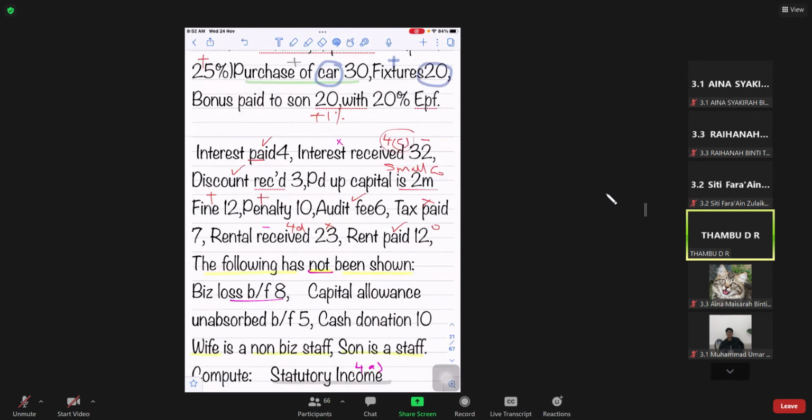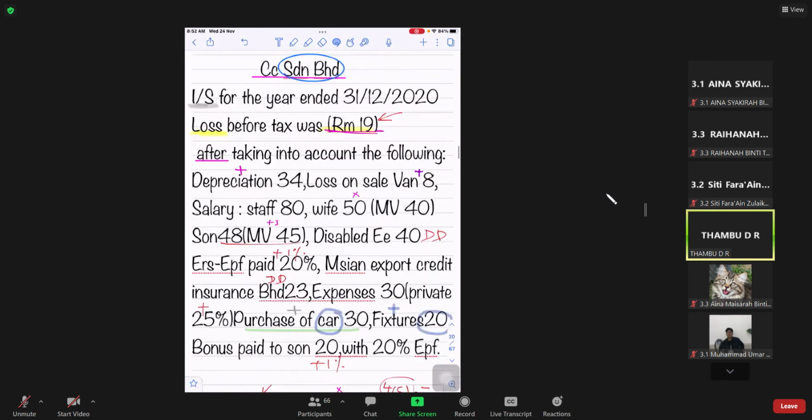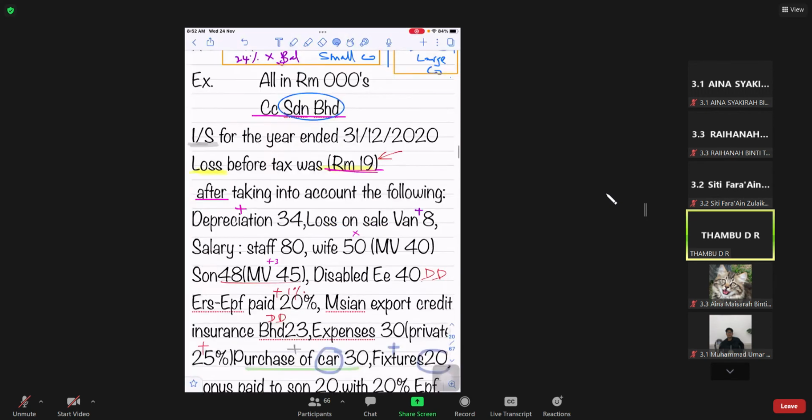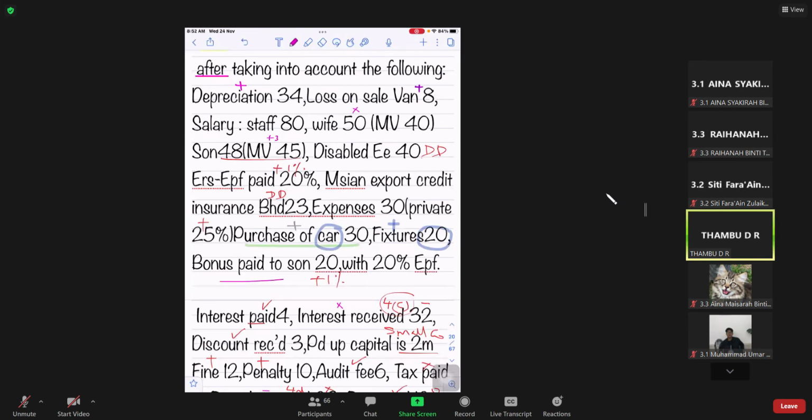The following has not been shown. That means you have to show. I'm coming there. Now here I missed something. Purchase of car. Purchase of fixture. When you buy a car, you put it in the balance sheet, the statement of financial position, not in the income statement. So when I buy a car, I cannot put here car. I cannot put here fixtures. Wrong. You can only put that in the balance sheet.